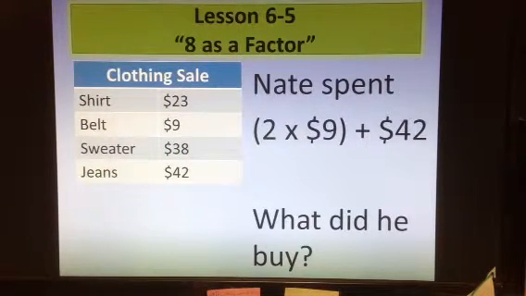We talked about this problem as well. To solve this, you'd have to think about what cost $9 and what cost $42. Turns out Nate bought 2 belts and 1 pair of jeans.